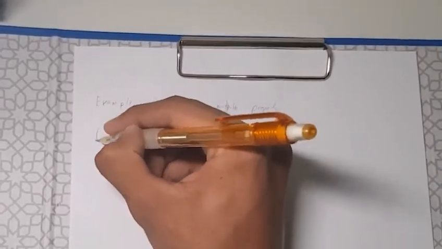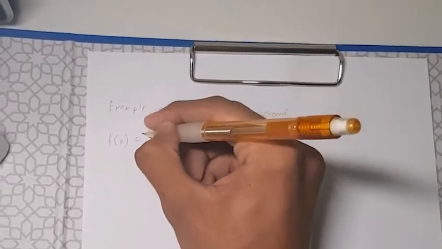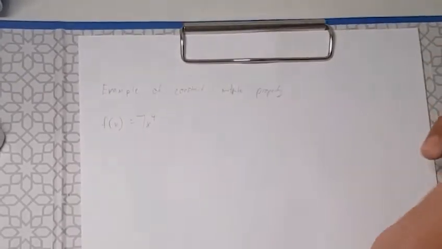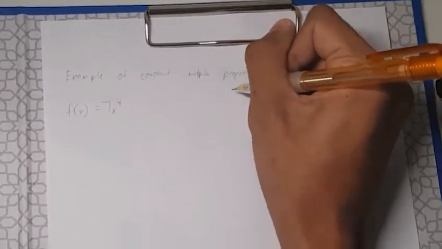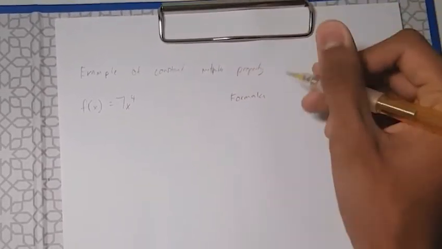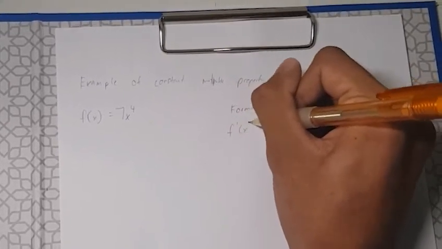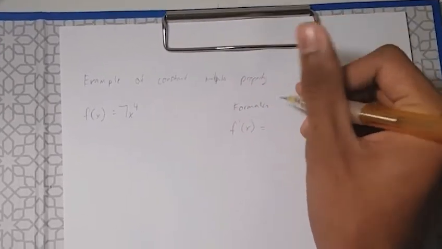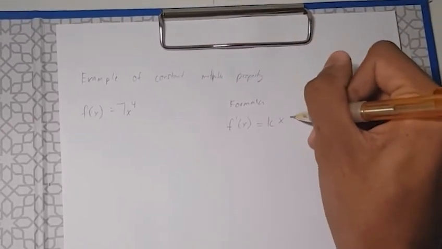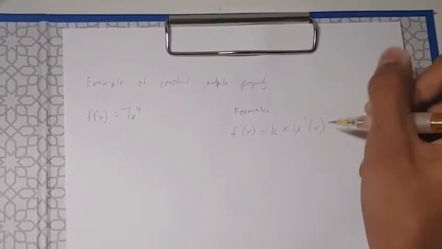So the question is f(x) equals 7x to the power of 4. After that we write the formula. The formula is f prime(x) equals the constant times the derivative of f(x).